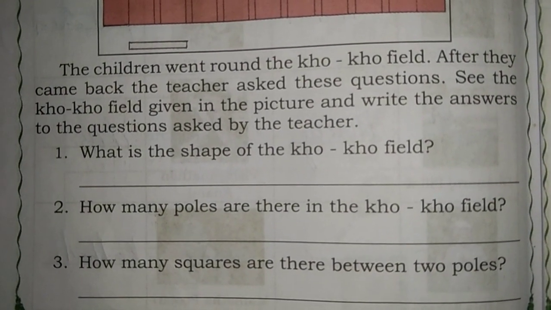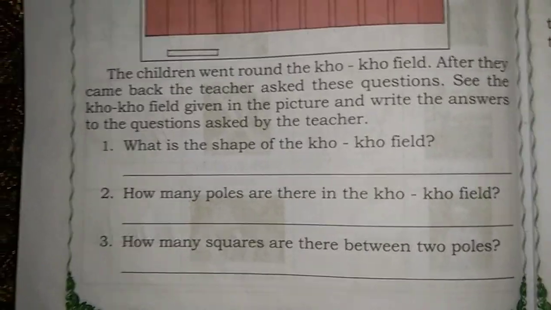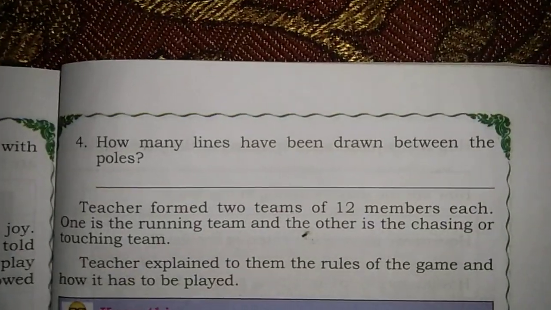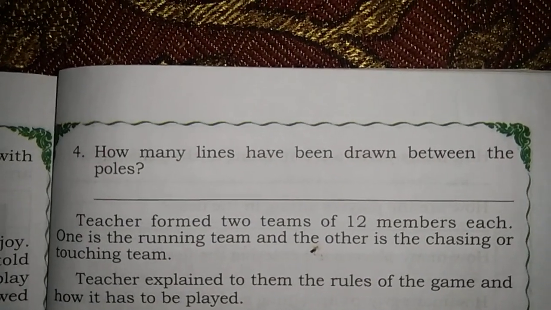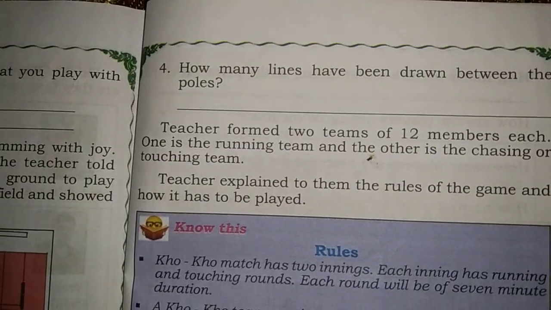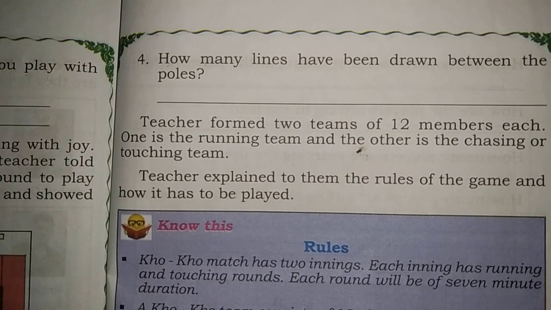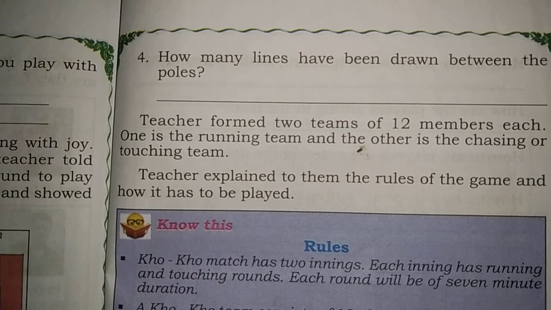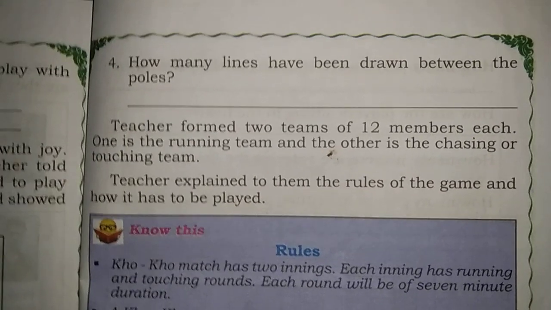How many squares are there between the two poles? There are 8 squares between the two poles. How many lines have been drawn between the poles? There are totally 16 lines drawn between the two poles. Now the teacher made 24 members into two groups. One is the running group and the other is the chasing or touching group.